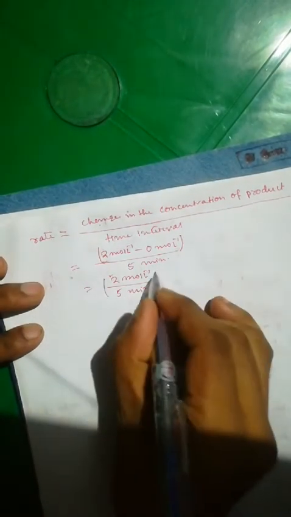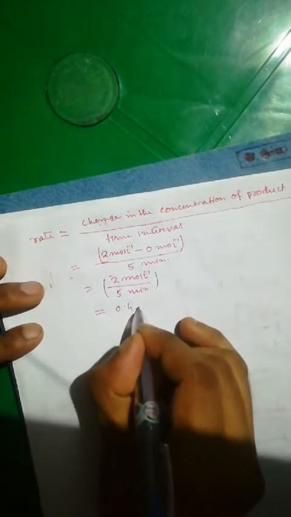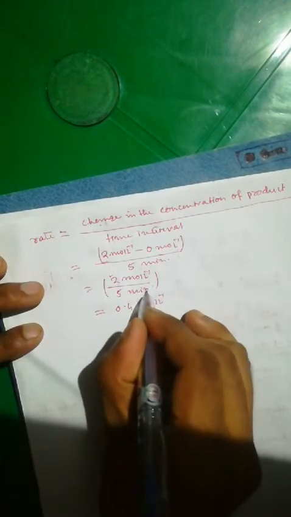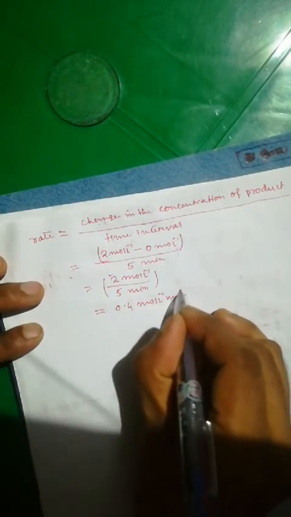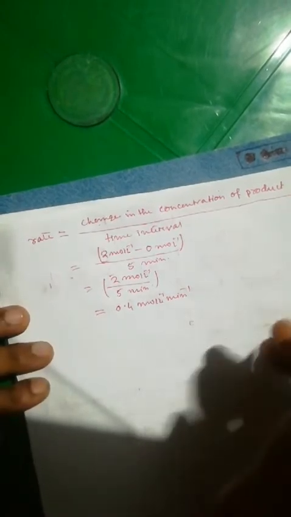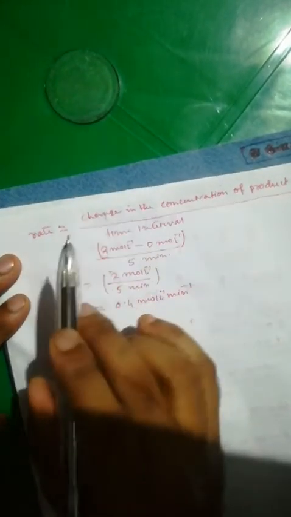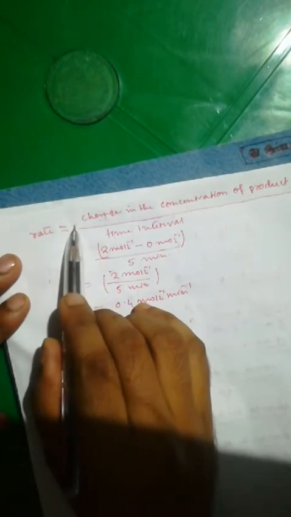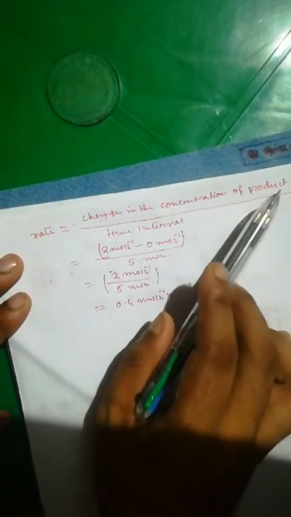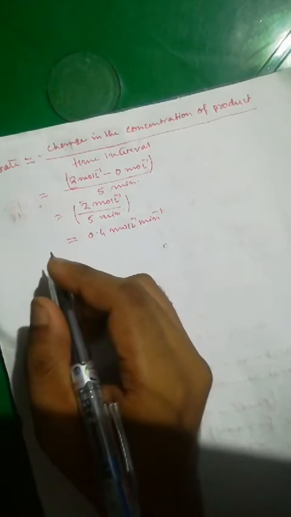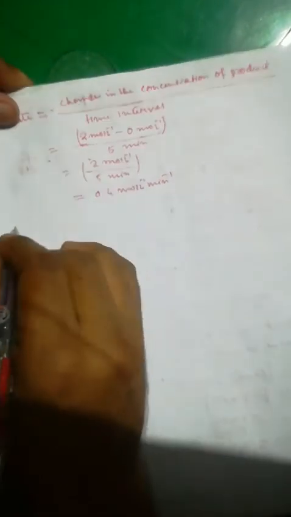All right. So what will be the answer? 0.4 mole per liter per minute. So this we can write per minute. All right. So remember, in case of calculating the rate of the reaction in terms of reactant, there will be a negative, a very important point, we have to put a negative over here. And in terms of change in the concentration of product, we need not put another negative over here. Okay.